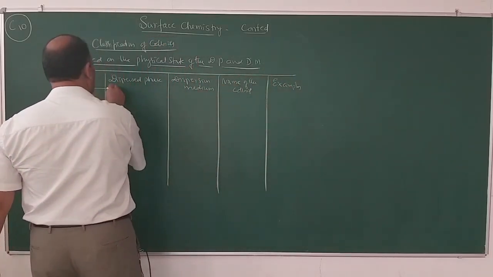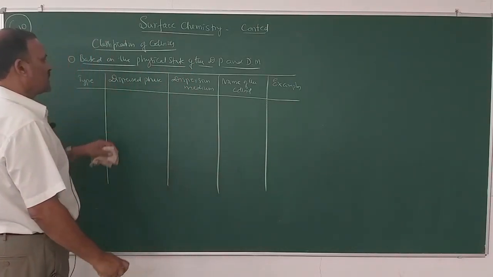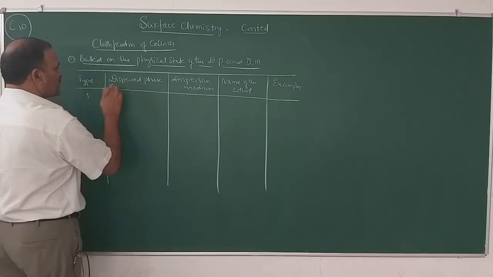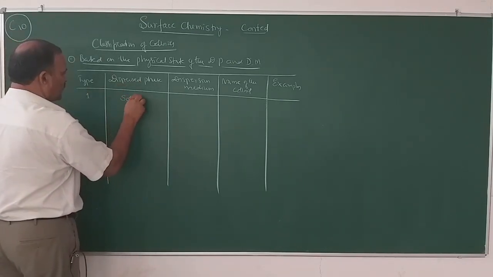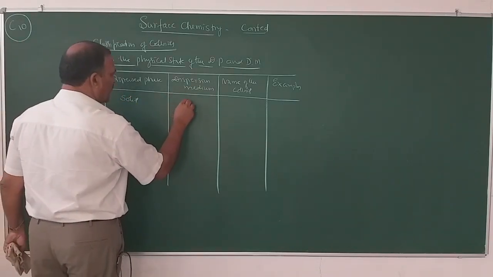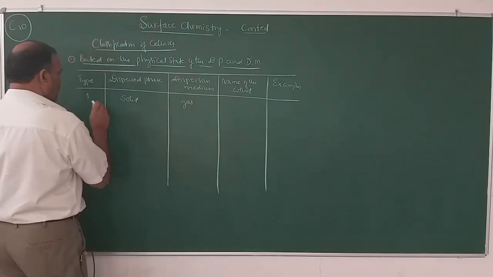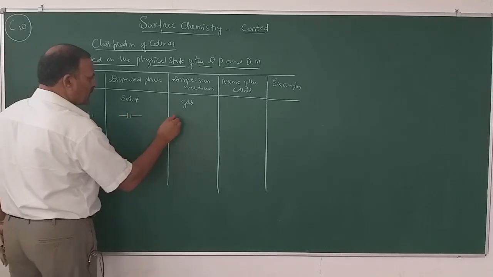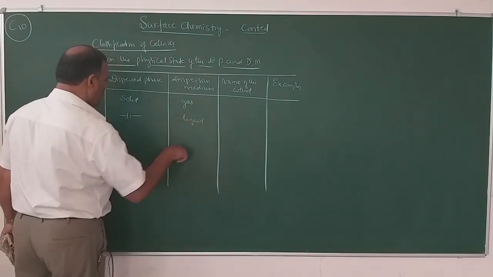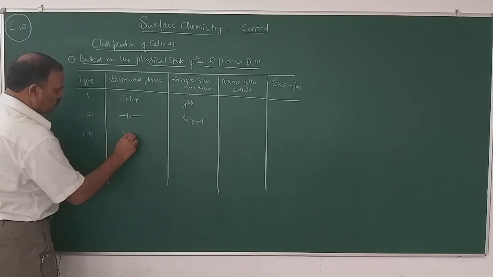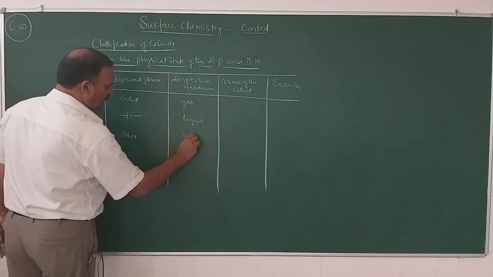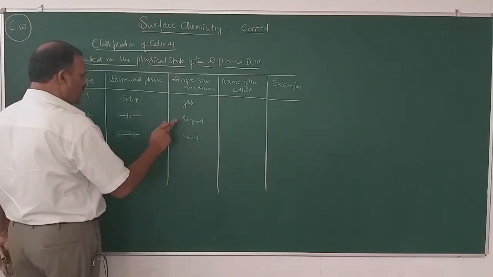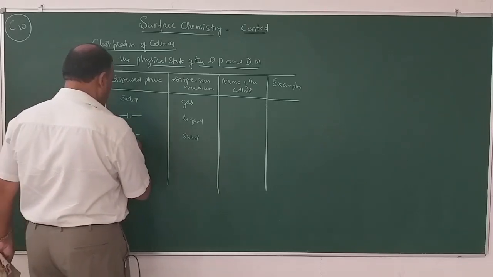So, type, dispersed phase, dispersion medium, name of the colloid and example. The first type is if the dispersed phase is solid and the dispersion medium is a gas. This is one type. Second type is solid dispersed in liquid, and the third type is solid dispersed in solid. Solid dispersed in gas, solid dispersed in liquid, solid dispersed in solid.